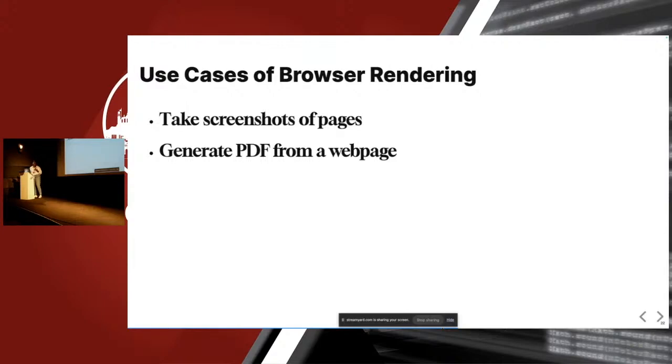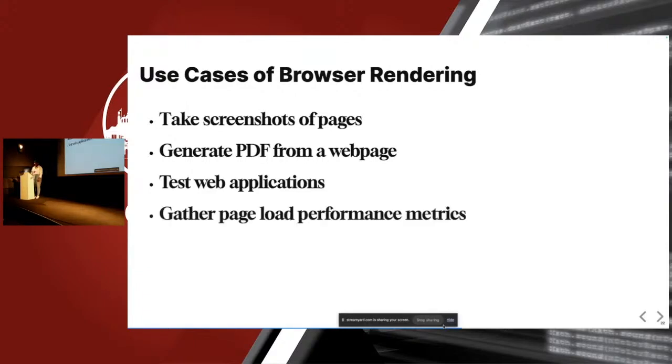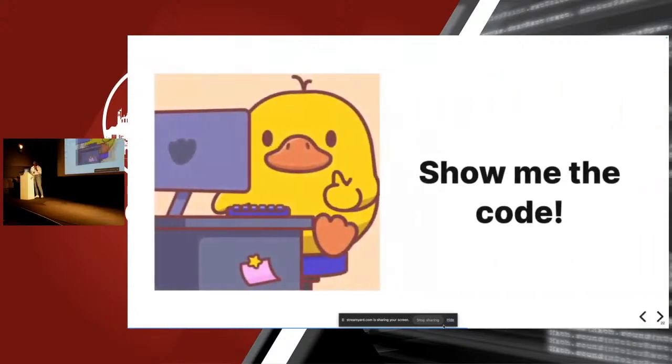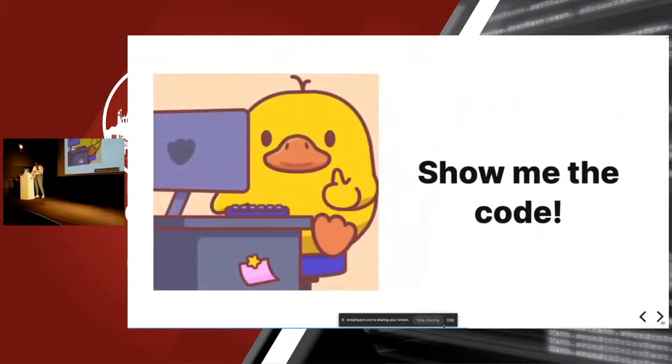If you have a use case where you need to programmatically create a PDF from a web page, you can also use this for that. Also for testing your web application, for gathering page load performance metrics. And if you would like to crawl a web page for information retrieval, this is also a very good use case for the browser rendering API. So I would like to show you a few examples of some of those use cases that I have mentioned.